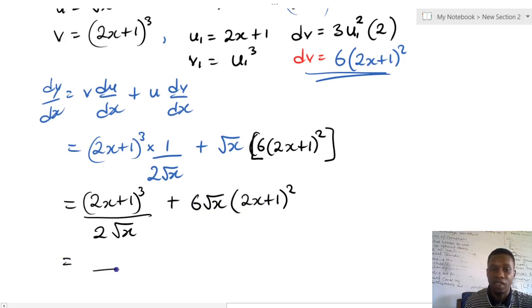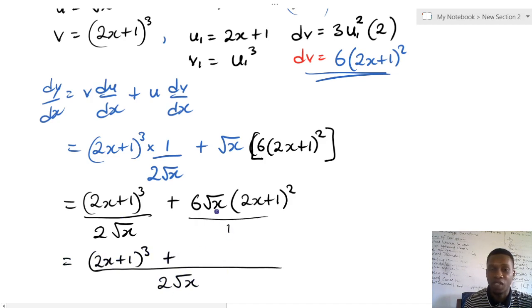So I can find an LCM, which is going to give me 2 root x. And then I can say here's what? 2x plus 1 raised to the power of 3 plus, when 2 root x divides 1, we have 2 root x multiplying this, we have it as what? 12, because 2 times 6 will give us 12. With x times with x will give us what? X. And we have this as x. So 2x plus 1 raised to the power of 2. And this is my final answer. So I can end it here.